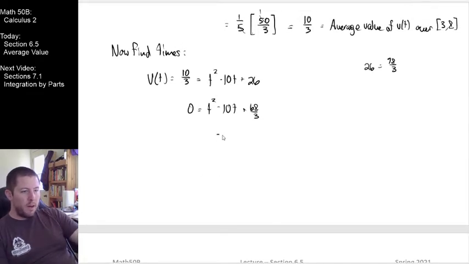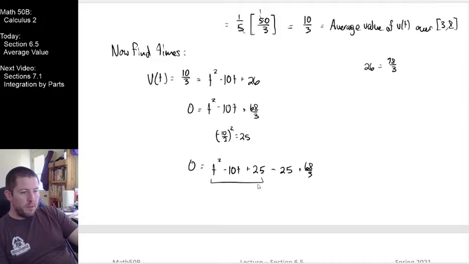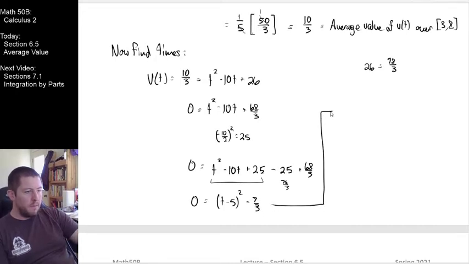I think I can complete the square here. Negative 10 over 2 squared is 25. So I think I want to do 0 equals t squared minus 10t plus 25 minus 25 plus 68 thirds. I'm going to group those guys together and get 0 equals t minus 5 squared. That's a 75 thirds on that guy right there. So in total on the end we're actually getting negative 7 thirds as my remaining term here. I can add the 7 thirds over, take the square root, and we've got our values of t here.